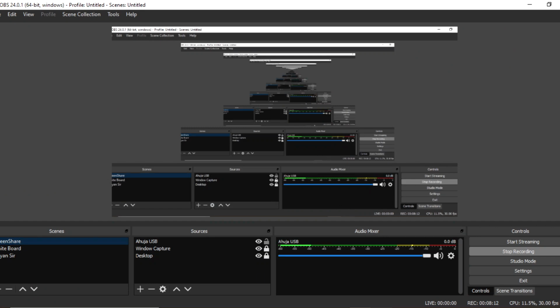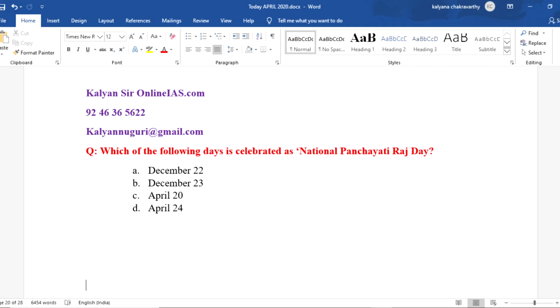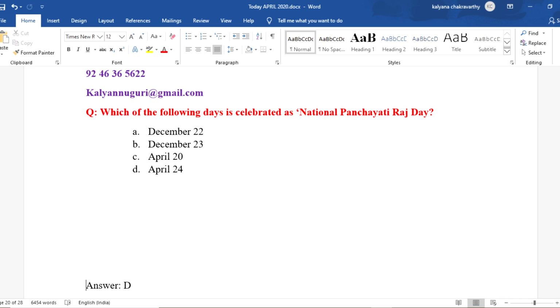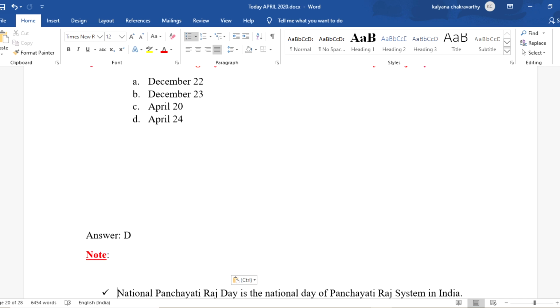Clear? With respect to this, I got some information, and I'll show you the points now. Kindly have a look at this. Right? So this is the known one. Just now I have explained to you. Which of the following days is celebrated as National Panchayati Raj Day? And obviously the answer should be April 24th. That is option D.